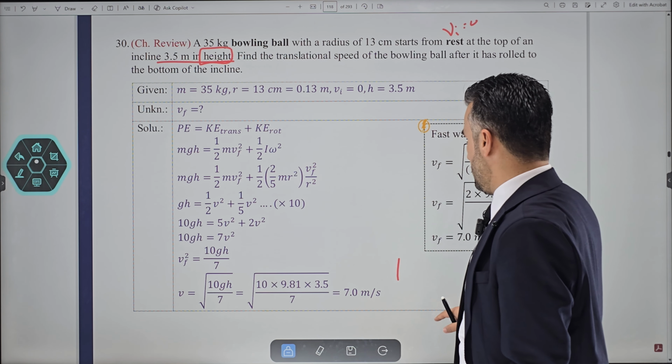The question says, find the translational speed of the bowling ball after it has rolled to the bottom of the incline. So we said just one equation to do that. Translational speed is the square root of 2gh divided by 1 plus c. You have gravitational acceleration, you have the height, which is 3.5. You have c, which says a bowling ball. What is the c for a bowling ball? That is 2/5, because that would be the same as a solid sphere or bowling ball here.